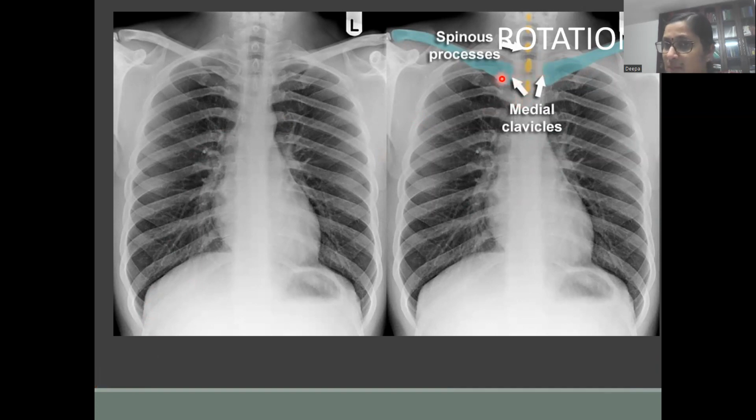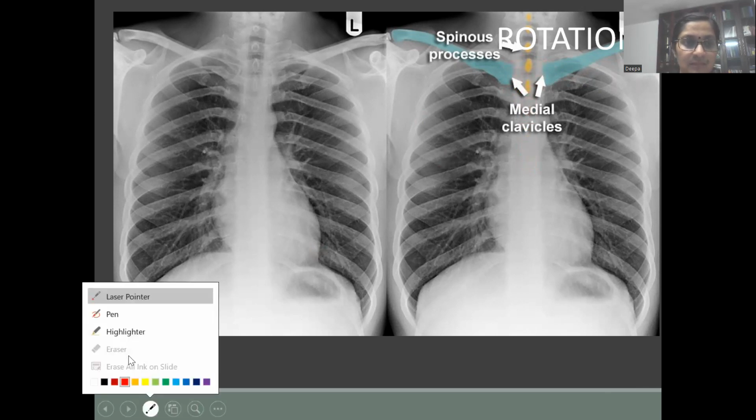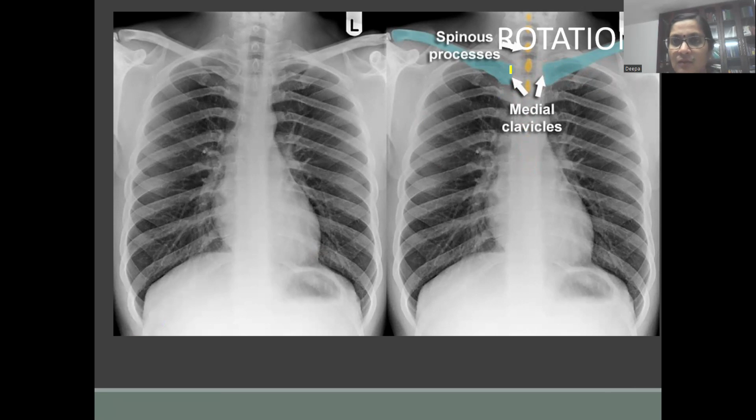Both the medial ends of the clavicle should be equidistant from the spine, from the center of the spine, in case of a well-centered X-ray. And if you draw a line meeting both the ends of the clavicle and draw a perpendicular down from that line to the spine, that should form a T. So this is a line which meets both ends of the clavicle, and if you drop a perpendicular down from this line to the middle of the spine, this forms a T.